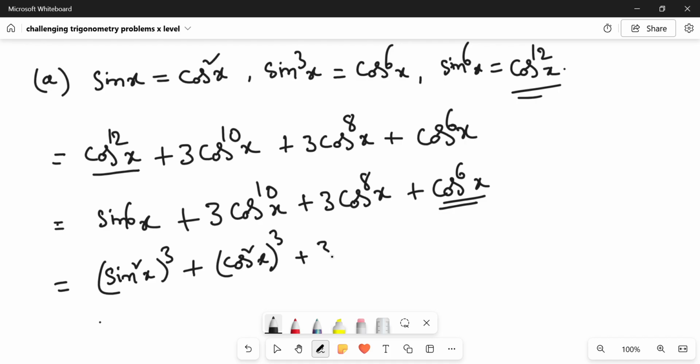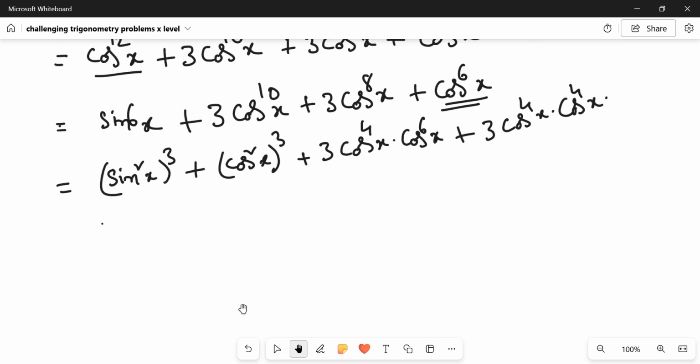So what we will do is write 3 cos power 4x into cos power 6x, let us write like this, and then this, let us say, that is 3 times cos power 4x into cos power 4x. Let us write like this for some time. So let's see what happens. I need to see 3ab into a plus b. So let's rewrite.